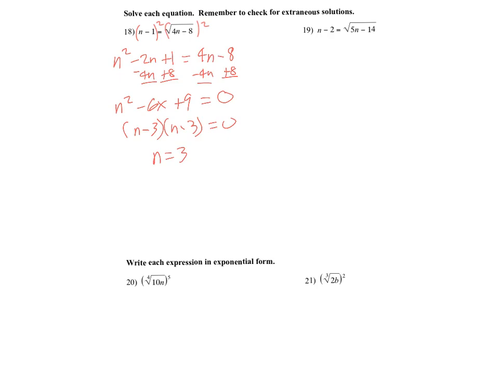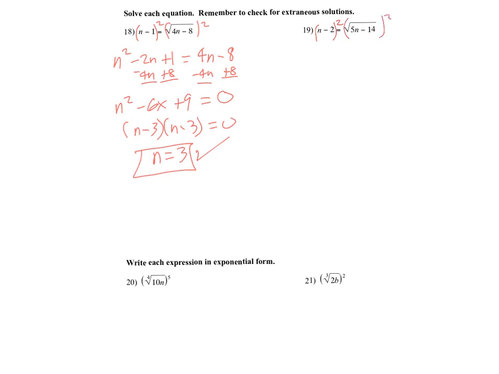So 4 times 3 is 12, minus 8 is 4, and the square root of 4 is 2. On this side, 3 minus 1 is 2. Since 2 equals 2, our answer checks. Lovely. Okay, 19, same thing. We're going to square both sides.